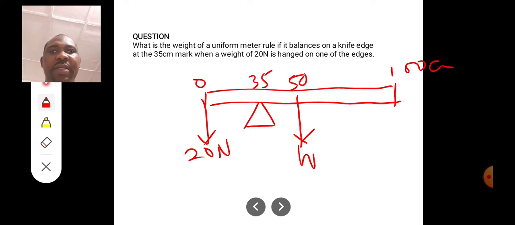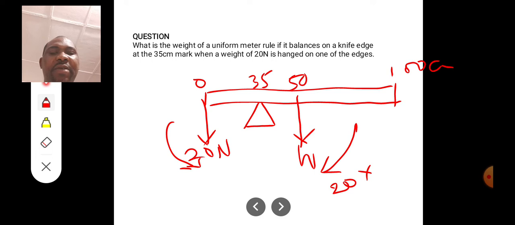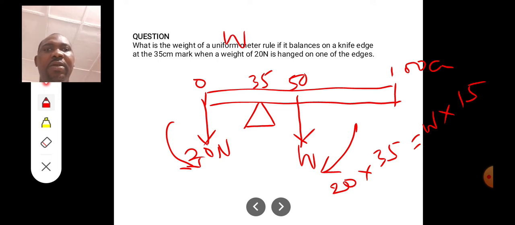Now, according to the principle of moment, you direct all the forces towards the pivot, like this force. Look at this force. If it falls, this is how it falls. So 20 newtons is moving anti-clockwise. W is moving clockwise. So the anti-clockwise moment is going to be 20 multiplied by the perpendicular distance, which is 35 minus 0, that's 35. Then equal to the weight multiplied by the perpendicular distance, which is 50 minus 35, that will give us 15.